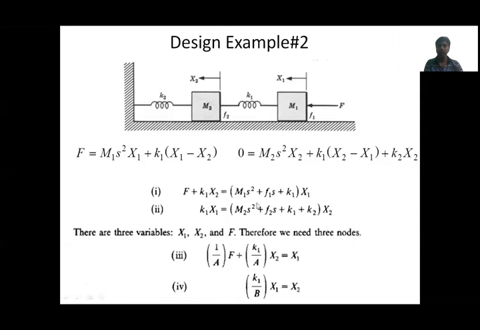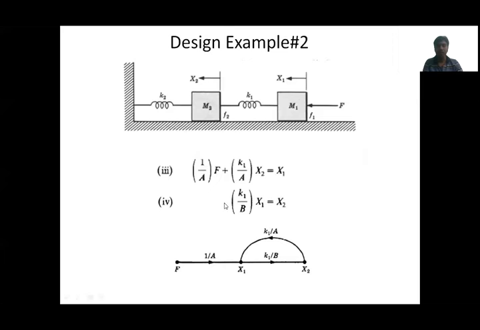Similarly, if you assume this whole term is equal to b, then k1 by b into x1 is equal to x2. Now we have the relations for x1 and x2 in terms of other variables. Now we will draw the signal flow graph from these two equations. First place the nodes f, x1, x2. Then what is the relation between f and x1? We should not write an equation for f, because f is the input node. So only x1 is equal to f times 1 by a. So place 1 by a.